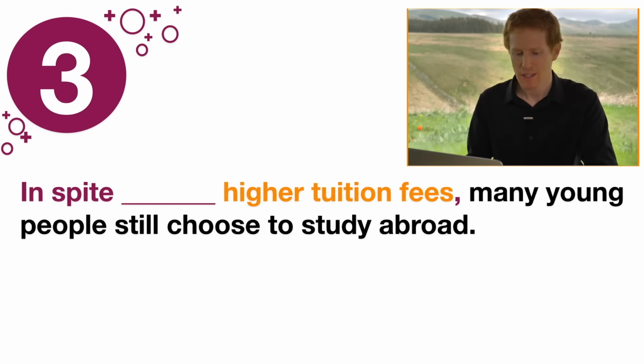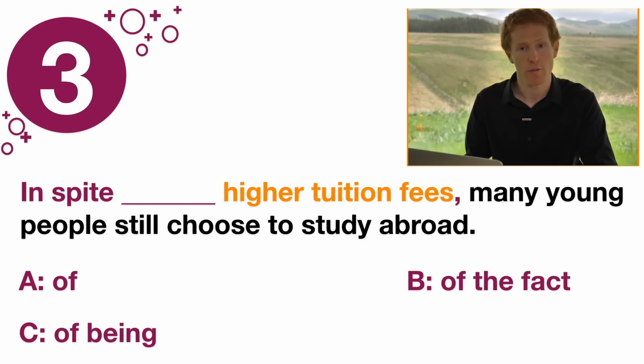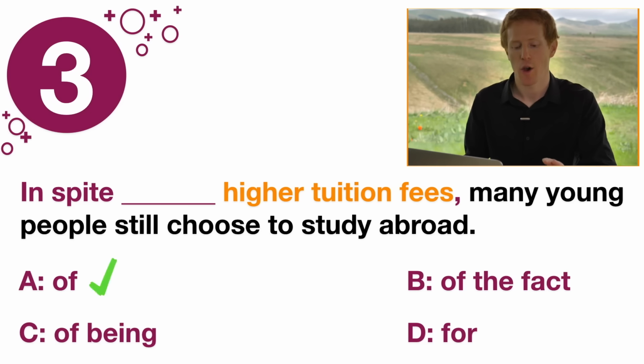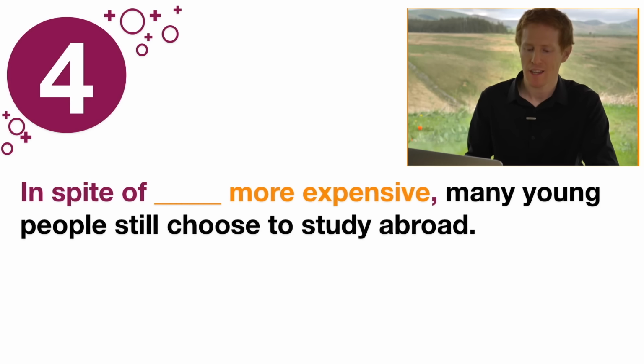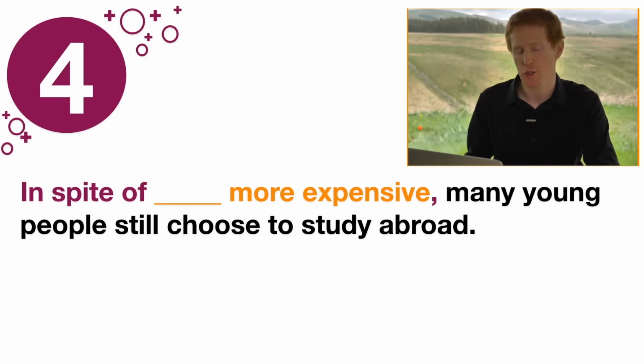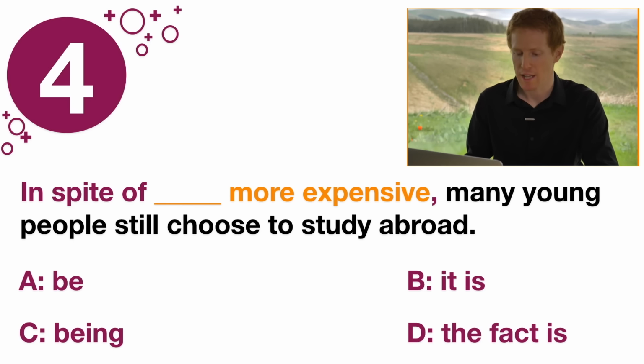Number 3. In spite of something higher tuition fees, I almost said it, many young people still choose to study abroad. Is it A, of, B, of the fact, C, of being, or D, for? So in spite of. So the answer is A. Number 4. In spite of more expensive, many young people still choose to study abroad. Is it B, it is, C, being, or D, the fact is?